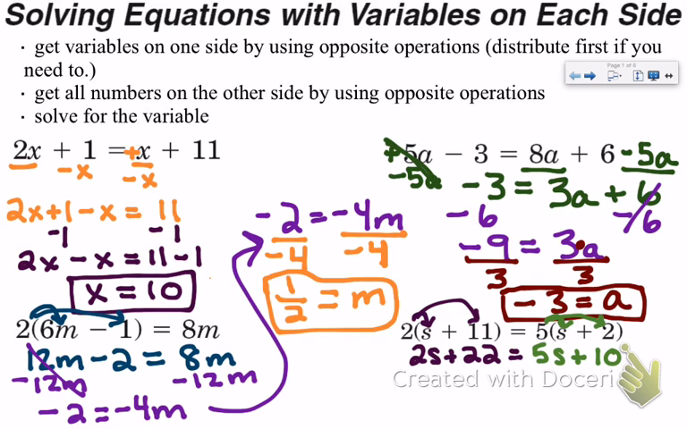Now, I have something that looks like the first example. I have one variable and one number on one side, one variable, one number on the other. So what I need to do is get my variables on one side and get my numbers on the other. So in order to keep a positive coefficient, I'm going to go ahead and subtract 2s from both sides. I get 22 equals 3s plus 10.